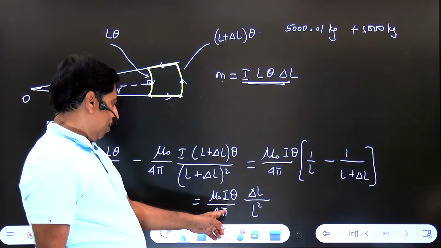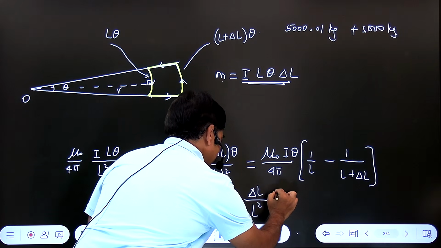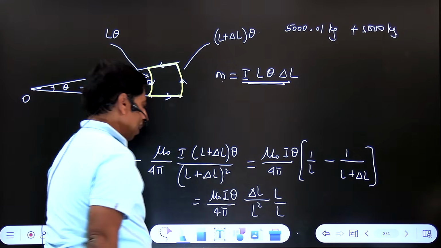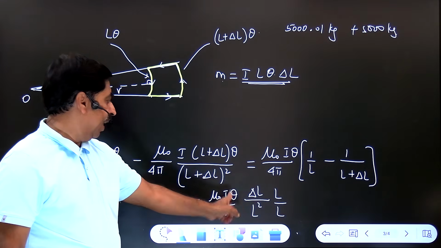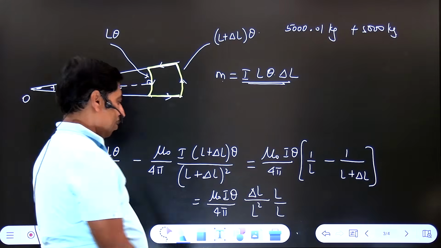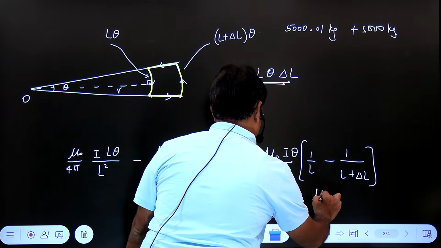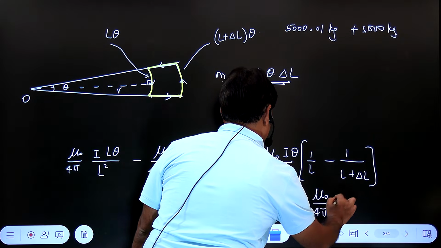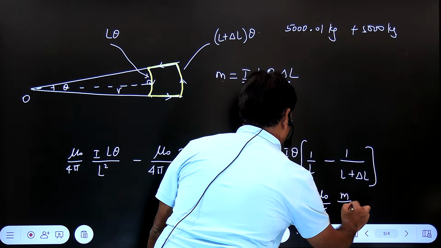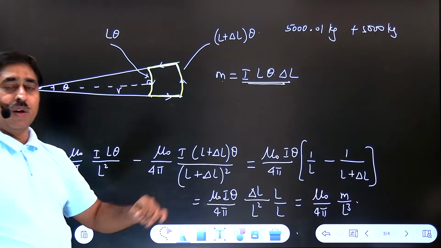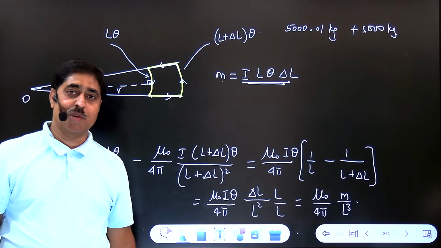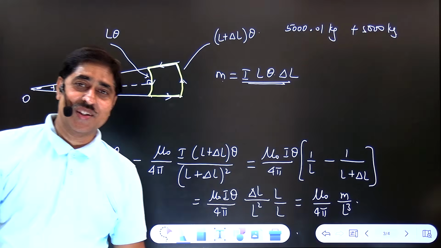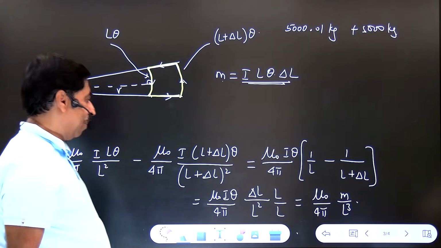So this quantity is directly given as M. If I multiply here in numerator and denominator by L, L delta L theta becomes M. So this becomes mu naught by 4 pi M by L cube. This is the formula I was talking about. Could you recall that? Okay, in 1 minute I'll get back to that.